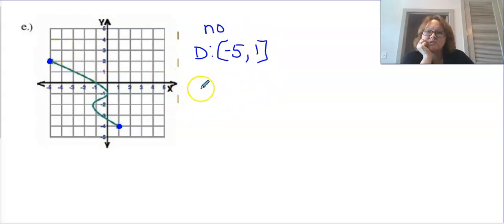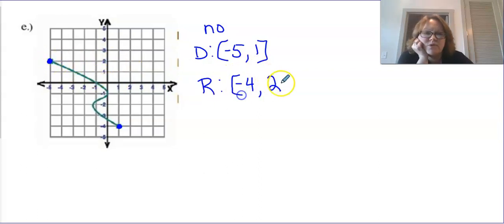And then the range also stops. It starts down here at -4, and it stops at y equals 2. And again, they're both included.